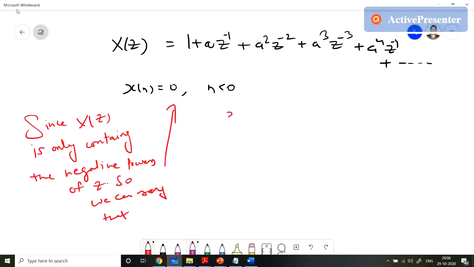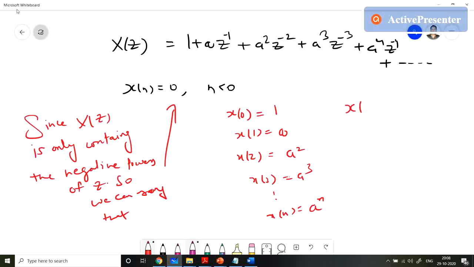Now what are the various coefficients? x[0] is equal to 1, x[1] is equal to a, x[2] is equal to a square, x[3] is equal to a cube, and x[n] is equal to a raised to the power n.